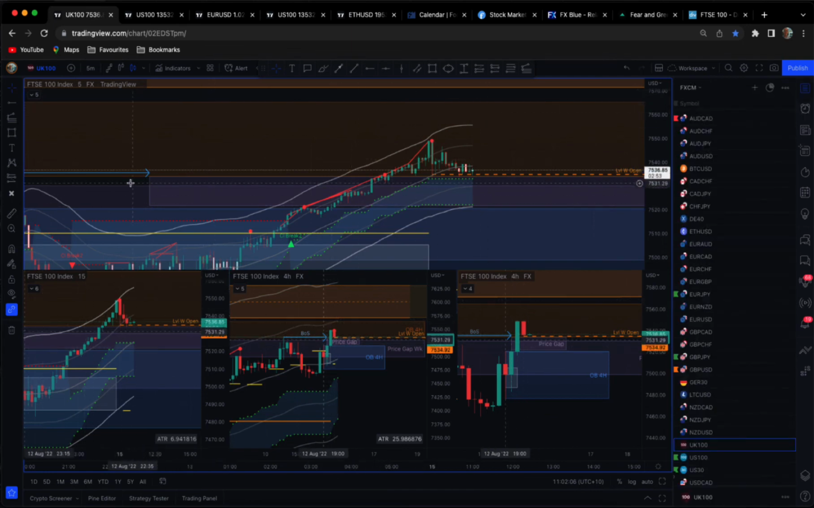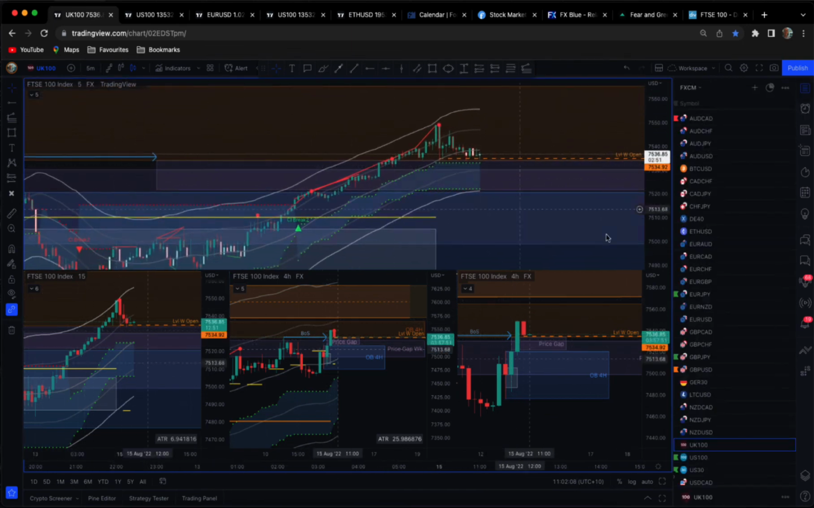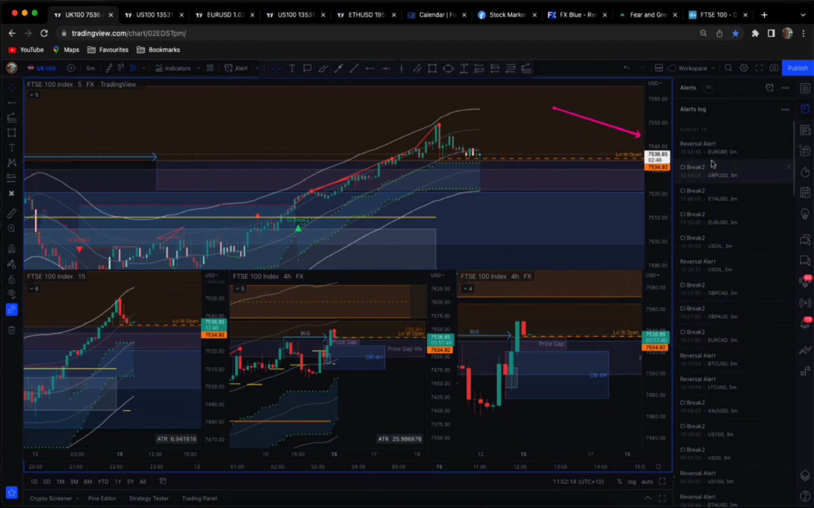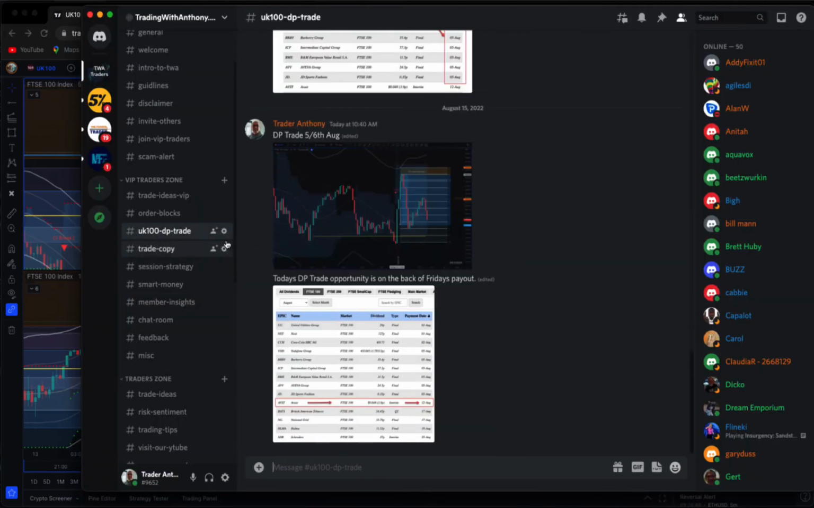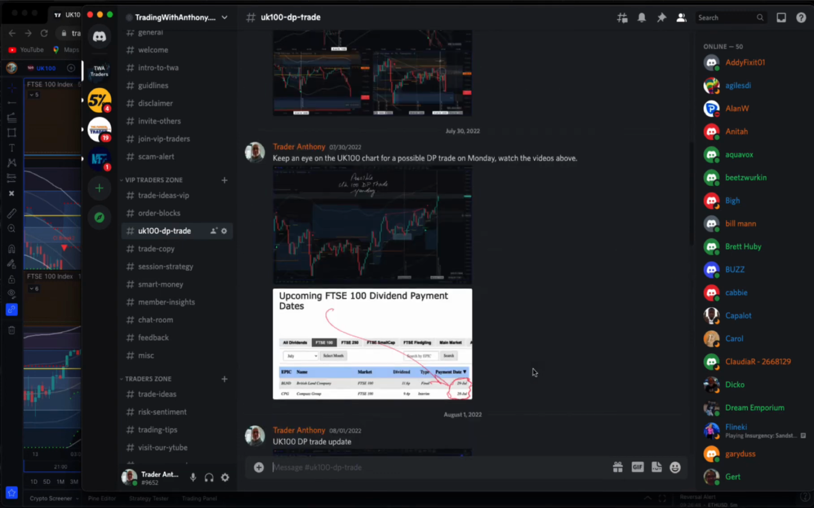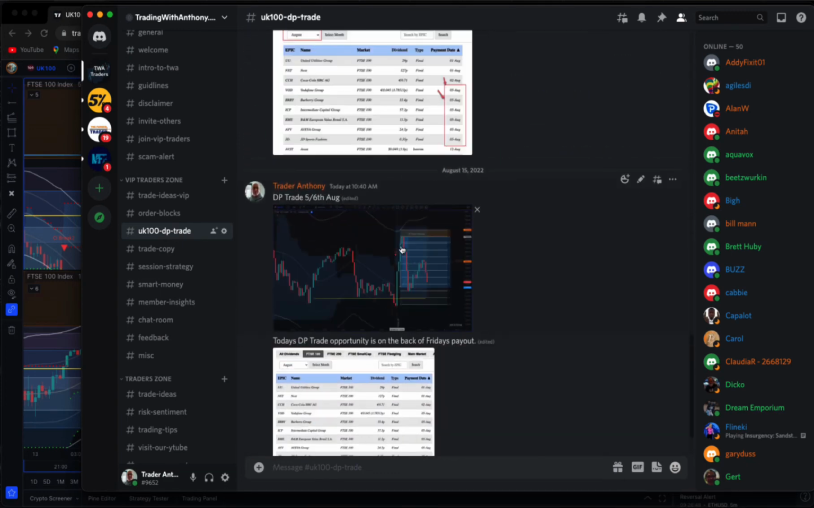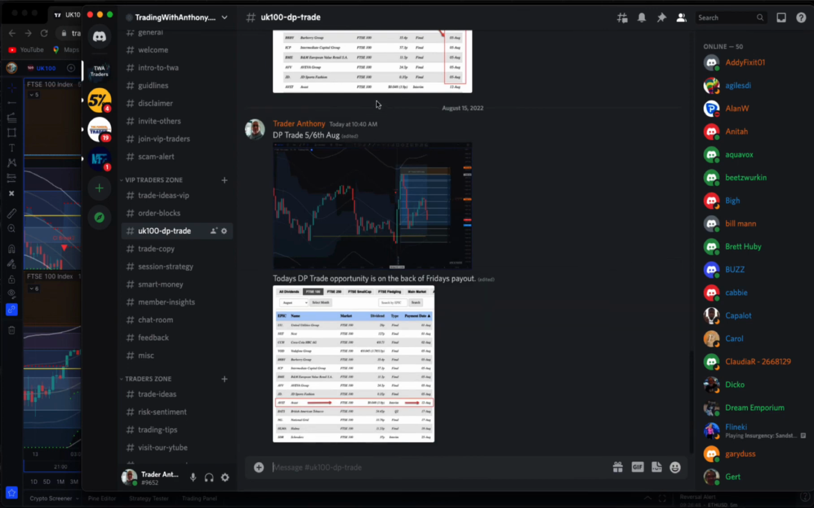So the alerts are set, and it's just a matter now of sitting back and waiting for the opportunity to pop up in here. DP trade, everything about this is in here. There's a tutorial on this. They generally work out pretty well. It was the last one, and potential opportunity today.